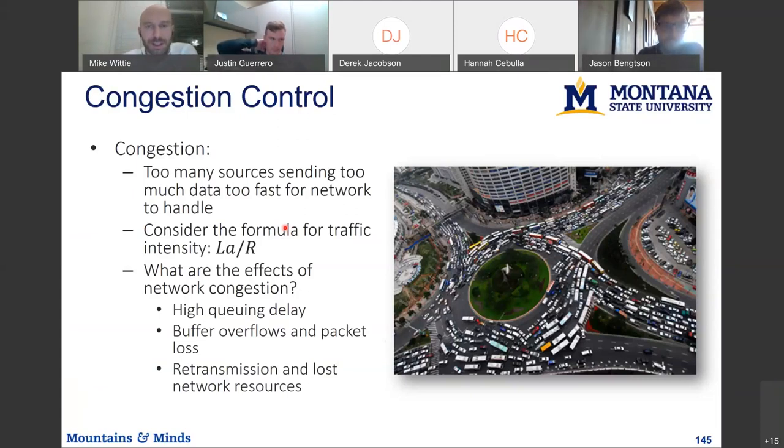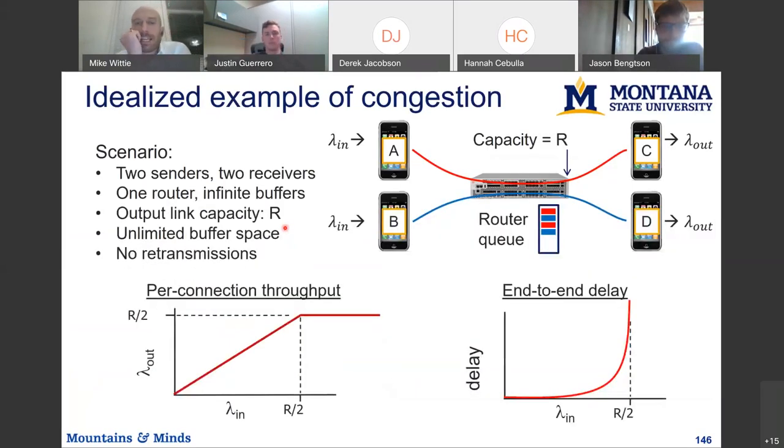Okay. So we can start thinking of congestion in an idealized scenario where we have two senders and two receivers. We have a flow from A to C and a flow from B to D. There is some sending rate, let's call this lambda in, which is how many packets are going into this network per second. And then we have goodput or throughput. I'm not specifying here what layer we're measuring this at, but basically how many packets arriving at the destination can be taken out by the application layer.